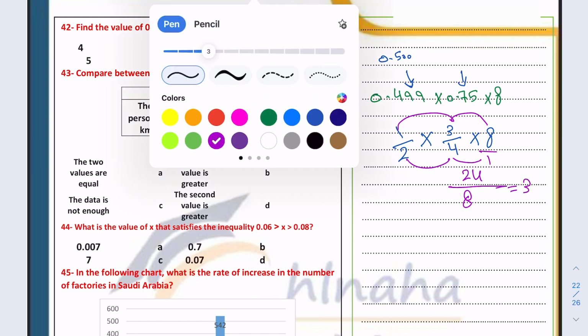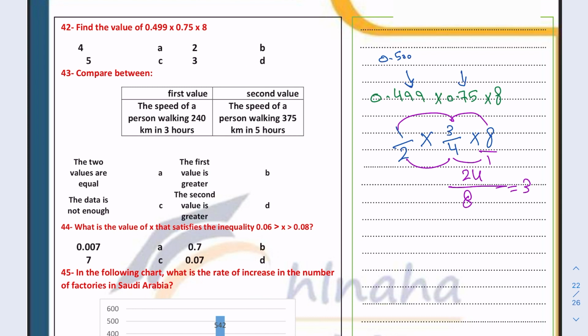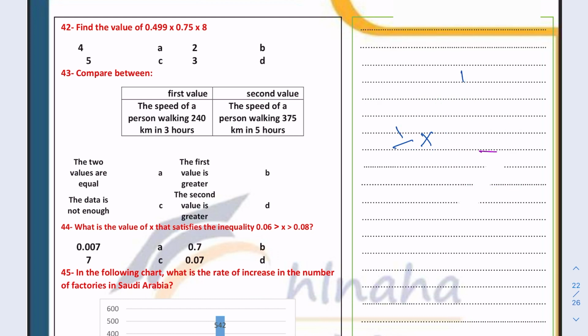Or you can solve it also in a different way. You can divide by 4 will be 1, divide by 4 will be 2. Cancel 2 and 2, you have 3 up. It's up to you. Use the method you prefer. Next question.